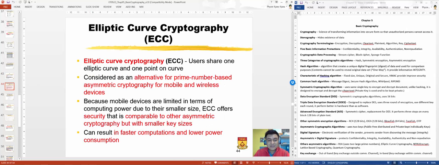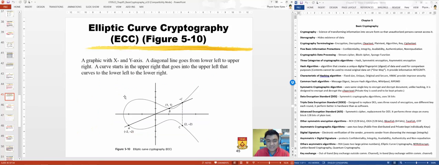Next, let's talk about elliptic curve cryptography, ECC, which uses a graphical way of encryption and decryption. It basically uses XY coordinates with a graphical representation, and you draw lines. For example, if my data is A and my data is B, I can find out what C is just by drawing a line and looking at the intersections.